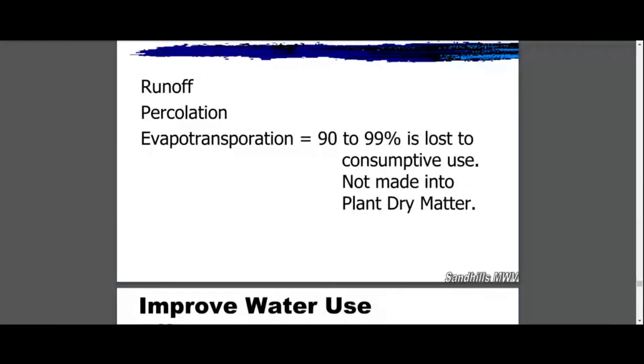So evapotranspiration, 90% is lost to consumptive use, not made into plant dry matter. So we understand that, right? The plants, a lot of water goes through the plants. The plants don't have a heart. The only way to move things through the plant is through water moving from the roots to the top.